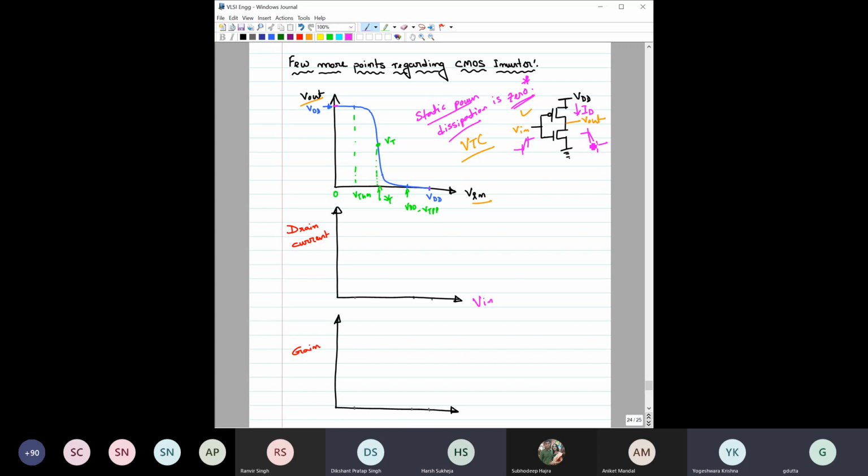Because in region 3, static power dissipation will not be 0, right? In region 3, static power dissipation would not be 0. You are absolutely right. Can you explain why in region 3 there will be static power dissipation? Because it will be a short circuit. It will be a short circuit because in region 3 you see both transistors are in saturation, right? So in this region both transistors are in saturation.